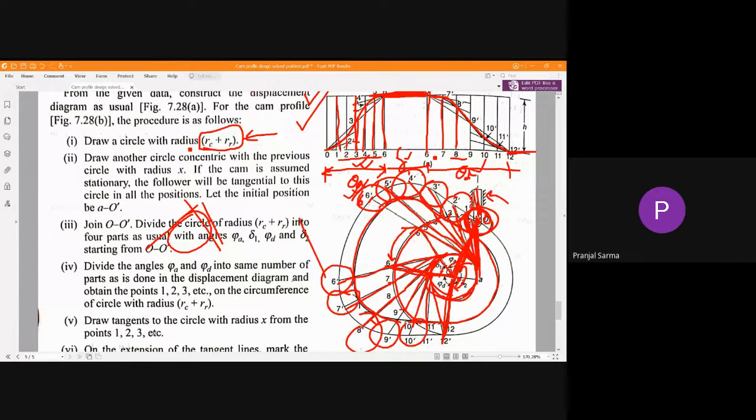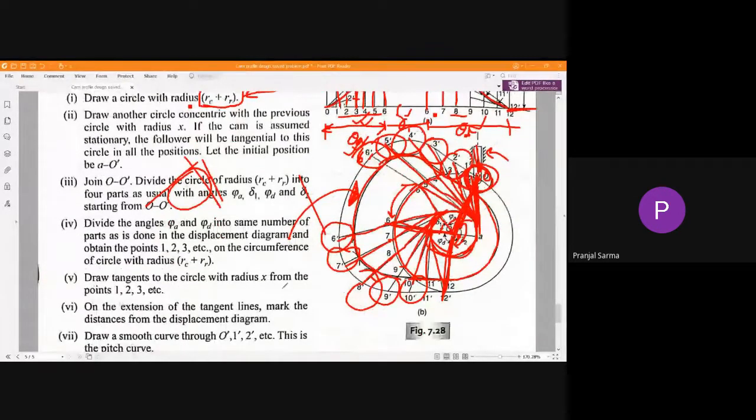So this is your required cam profile. Understood? This is the cam. Done. Understood? Yes, sir. So this is how you have to draw the cam profile for the offset type of cam.